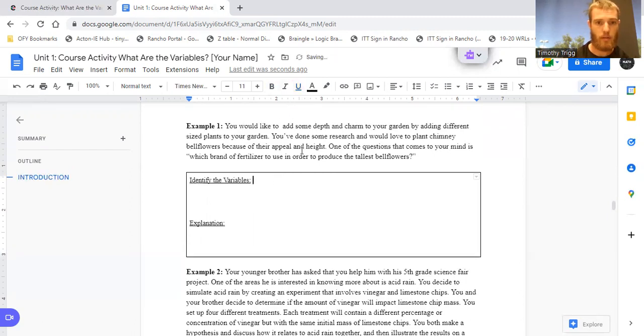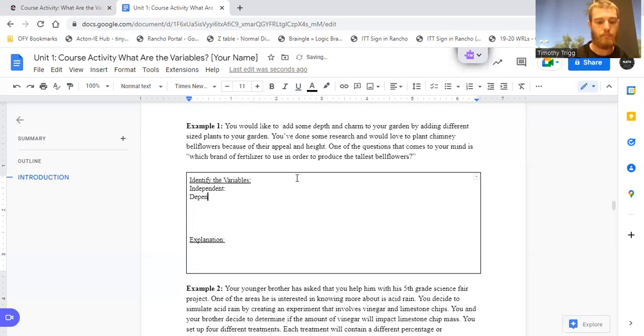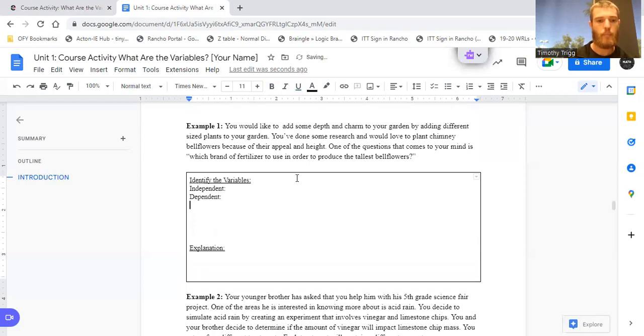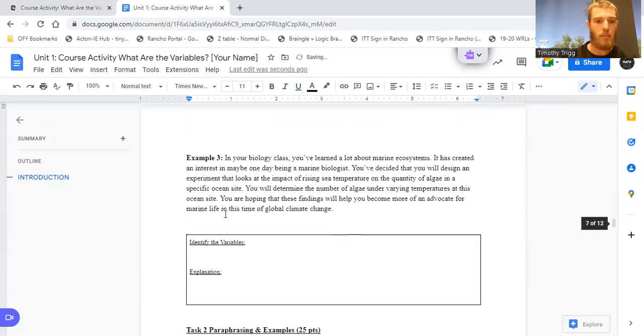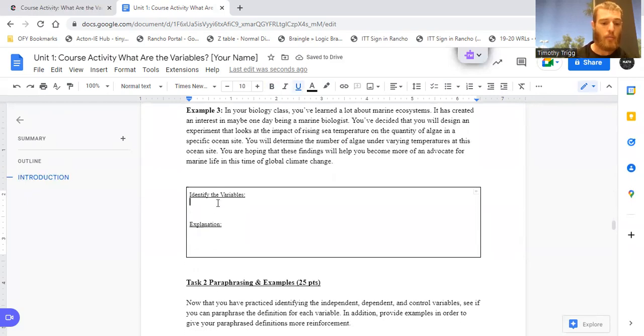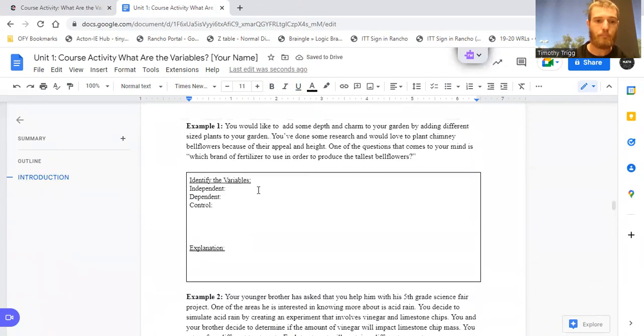I don't want this underlined here. Independent, dependent, and control. So you're going to want to find independent variable, dependent variable, and control. I'm actually going to copy that, and I'm going to put it under each of these problems, because for example 1, 2, and 3, we're going to need to find the independent, dependent, and control variables. Let's go ahead and read example 1 and see if we can identify these variables.